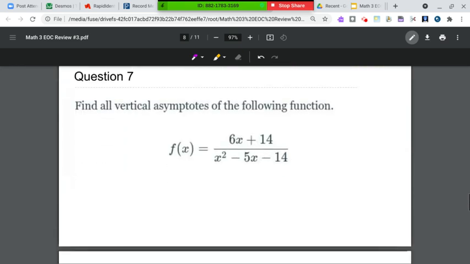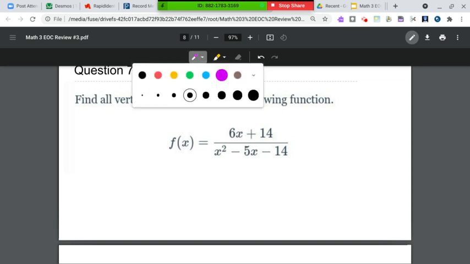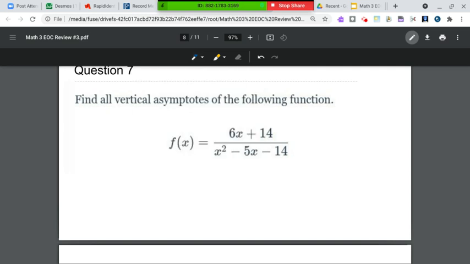Number 7. Find all of the vertical asymptotes of the function. Remember, vertical asymptotes are what's left in the denominator that makes the denominator 0. So the first thing we do is factor the top and factor the bottom. The top, we can pull out a GCF of 2. On the inside would be 3x plus 7. At the bottom, two numbers that multiply to give you negative 14 and add to give you negative 5. Anybody want to factor that?